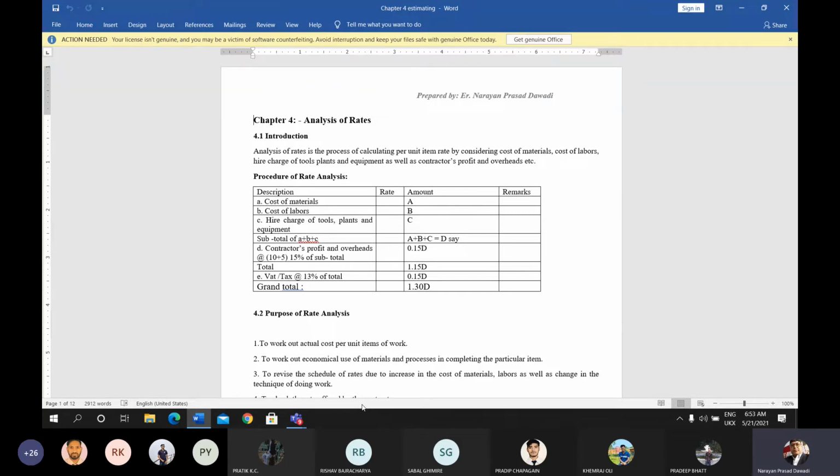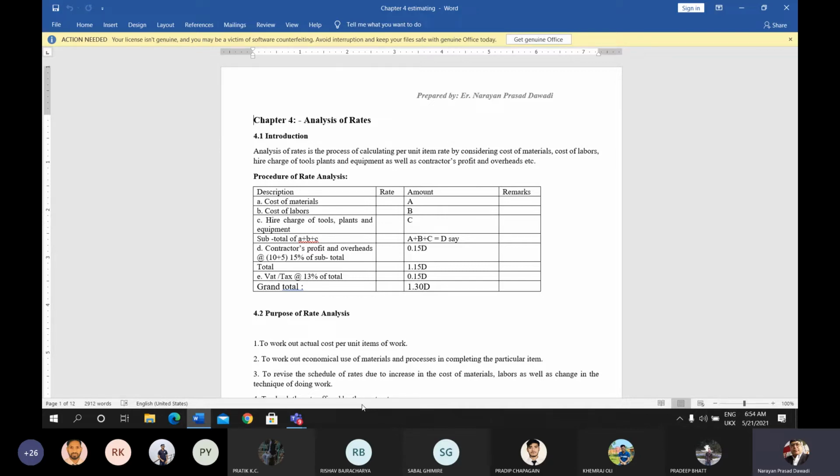Or if the budget to construct the project is very minimum, and we have to construct the project, then low quality material should be used. That's why the economical use of material and process in completing a particular item is also fixed according to the rate analysis.